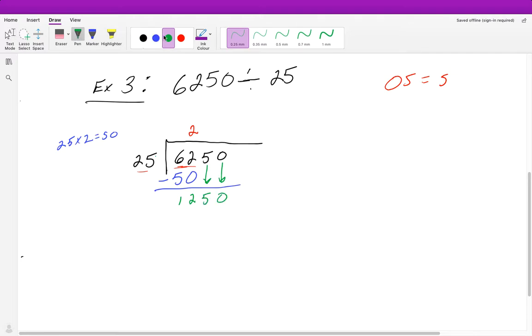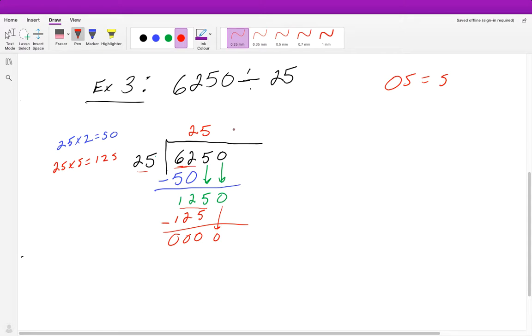Right, and now once again we keep going through and saying, all right, well, does 25 go into the next digits that we brought down, which is 125? And yes, 25 goes into that 5 times. Well, 25 times 5 is equal to 125, so it's actually going to go into it as a whole number. So 125, we subtract. Well, this gives me 0, 0, 0. We bring down this 0.